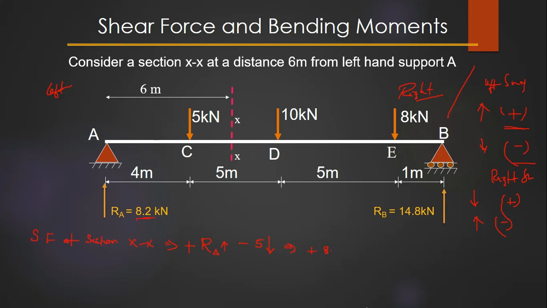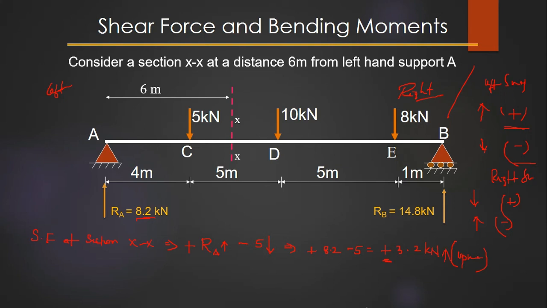Therefore plus 8.2 kilonewton minus 5 is equal to plus 3.2 kilonewton. What should be the direction? 8.2 is the greater value, it is acting upward, and 5 is acting downward. So the net force, the algebraic sum, is going to act upward, and that is why it is positive also. Okay, upwards.